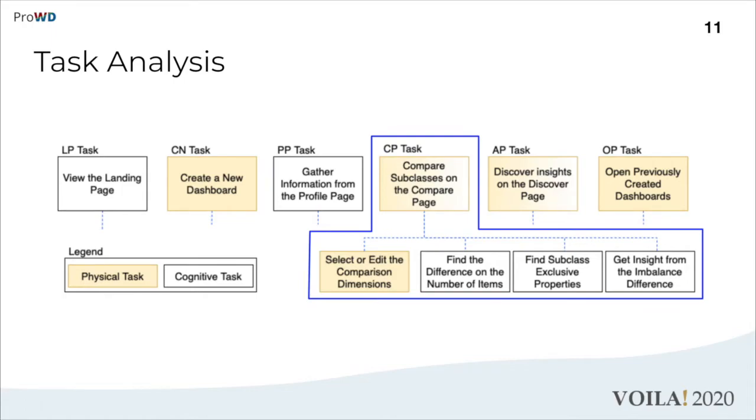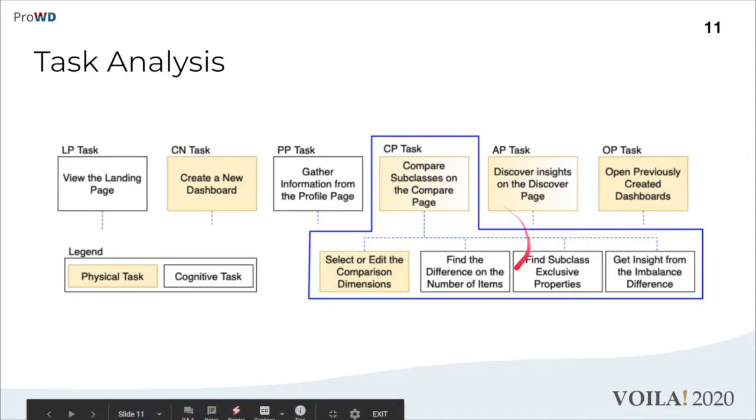To make things more efficient and easy to understand, we did a task analysis. Now, an interesting thing about Proud is that it is a data visualization tool, which makes the tasks the users do both physical and cognitive in nature. As an example here, the yellow tasks are physical, while white ones are cognitive tasks. And some are a mix of both, with physical and cognitive subtasks, as we can see here in the CP task, or the compare page task.